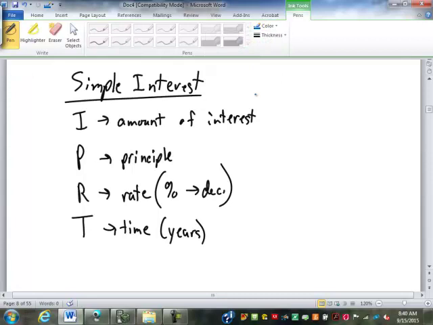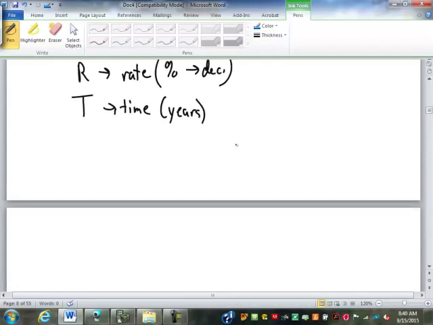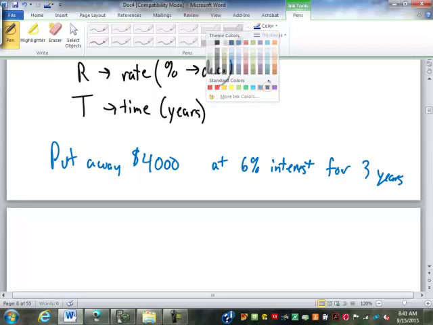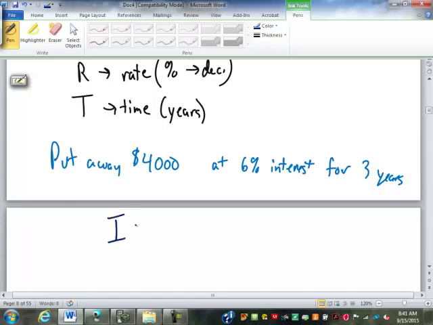So let's say that you put some money in the bank and you're going to put away $4,000 and you're going to receive 6% interest for 3 years. How much would you have at the end of that 3 years? Well, our formula for the amount of interest is interest equals principal times rate times time.